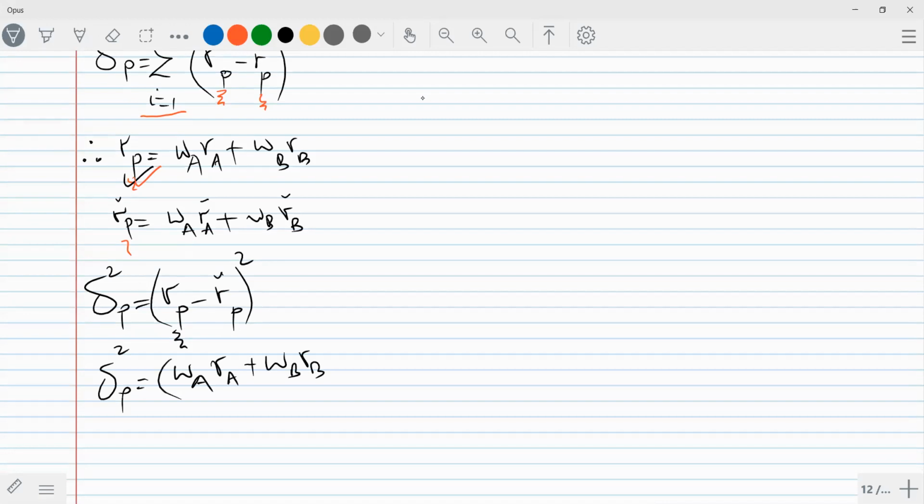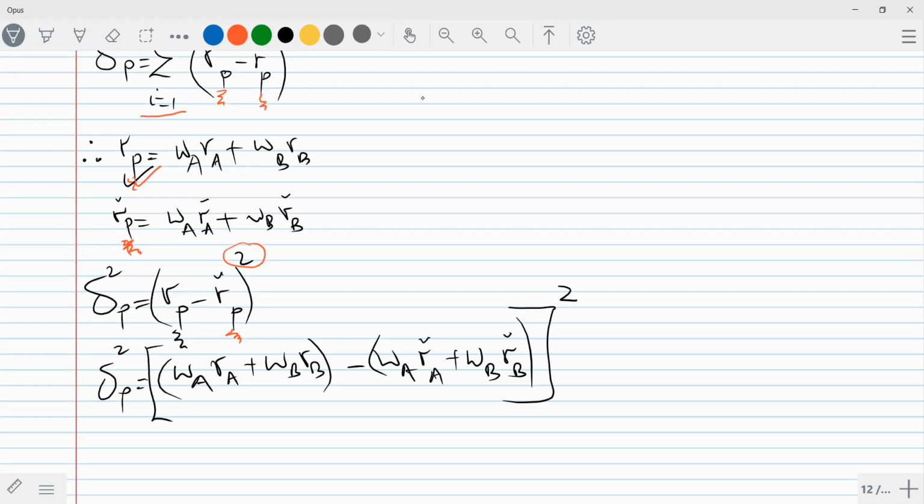Then minus the second term to our equation, the mean return of the portfolio, we have it here. So we just plug in. It will be equal to the weight of asset A, mean return of asset A, plus the weight of asset B, the mean return of asset B, all squared. We need to square it, and that gives therefore the risk of the portfolio.